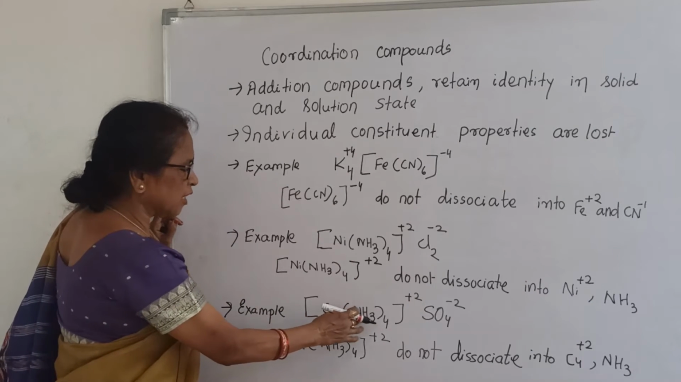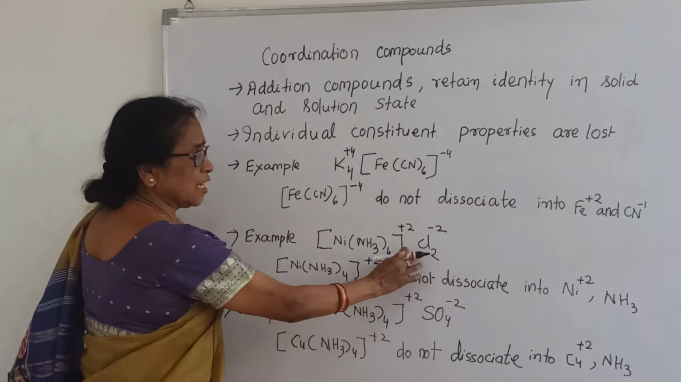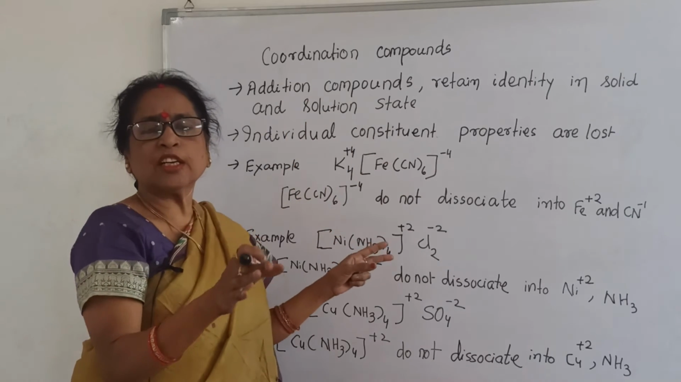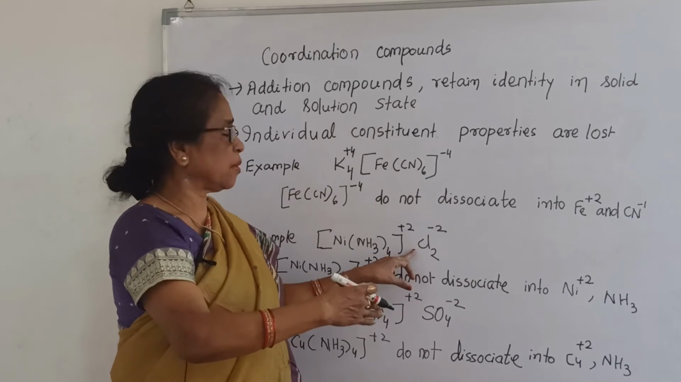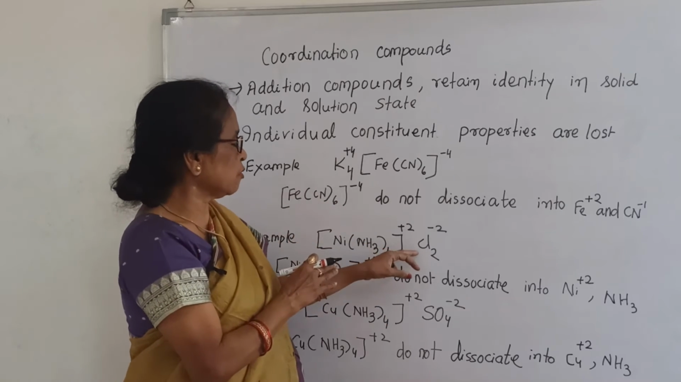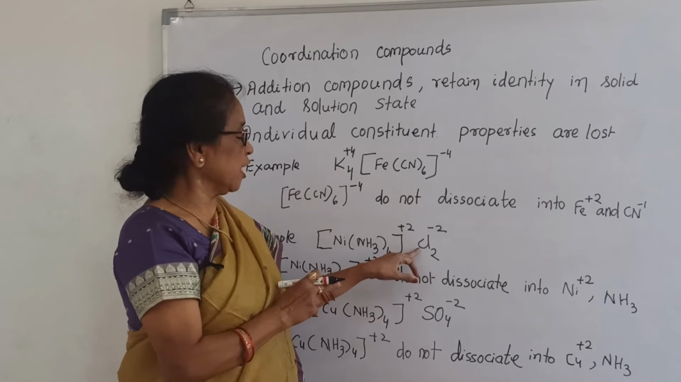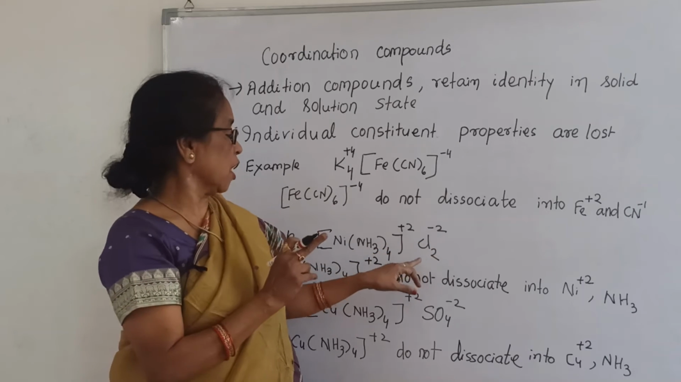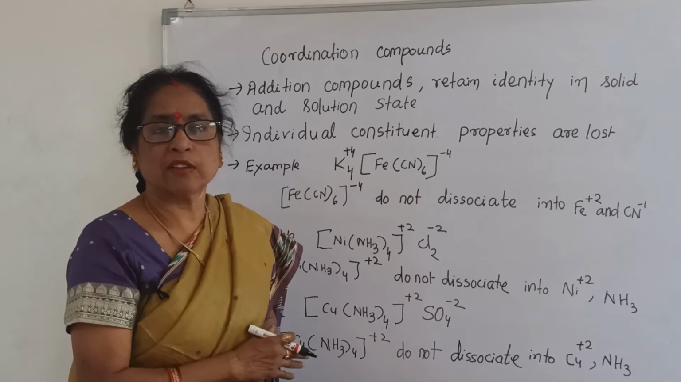Similarly, take copper NH3 whole 4 in a square bracket with plus 2, and SO4 minus 2. See here also, in this example the chloride ion is outside the square bracket. It is not related to the coordination complex ion. That is why it shows the property of the acid radical chloride. When you treat it with silver nitrate, it gives a cloudy white precipitate, 2 moles, because here 2 chloride ions are there.